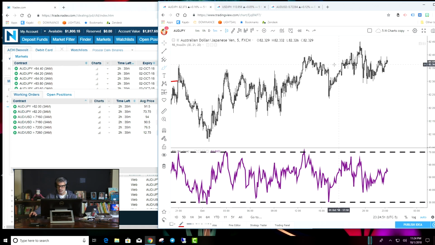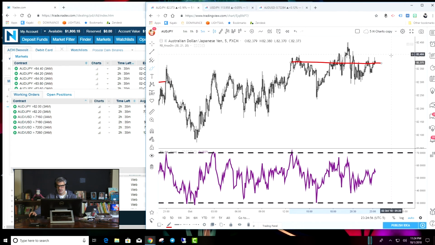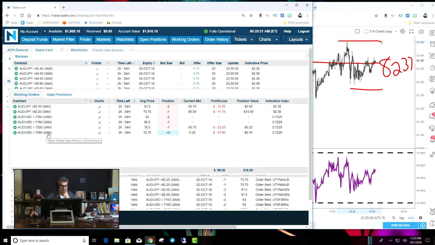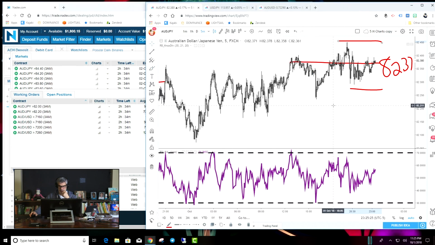Okay. Right now we're trading in basically a range, 82.37. Fall below that range or rise above that range. It's not hard to imagine price doing that after the interest rate decision. In fact, it'd be insane to think otherwise. So I traded a contract or two that will benefit from price falling.